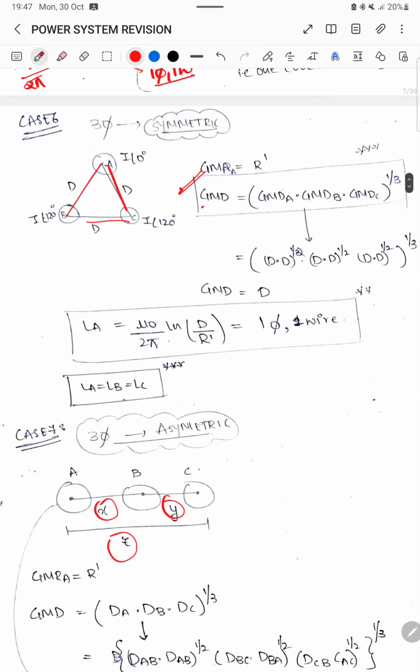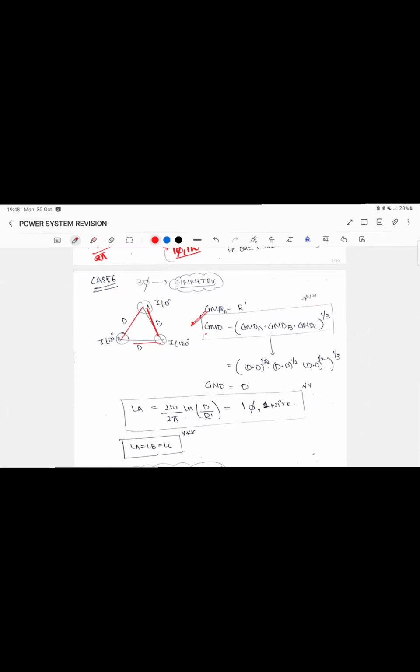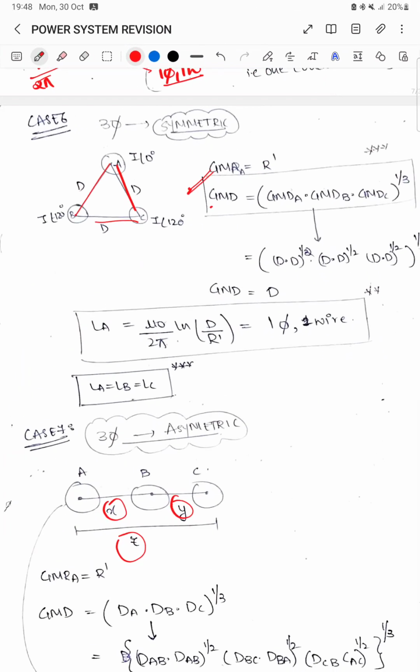So GMD is nothing but GMD of A into GMD of B into GMD of C, to the power 1/3. Since it is symmetric, GMD of A will be equal to B equal to C. So that comes out to be mu naught upon 2 pi ln d upon r dash, which is LA. That is single phase single wire. That is equivalent to the inductance of single phase single wire.